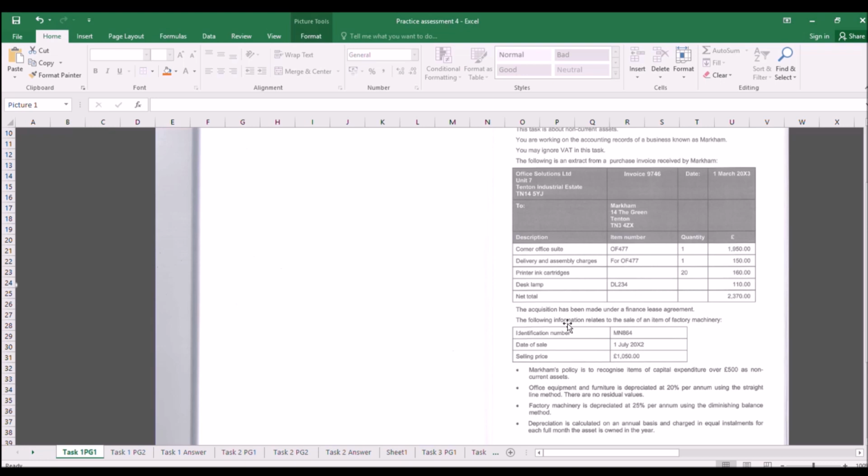We'll see what happens. Following is the sale of an item of factory machinery. So we've got a sale going on, some kind of disposal. Now let's have a read of what the policy is. The policy is to recognise items of capital expenditure over 500. So we're going to bring in this corner office suite and the delivery and assembly charges. We won't be bringing in the desk lamp, and we would never have brought in the ink cartridges in any case. Office equipment is depreciated at 20% per annum using the straight line method.